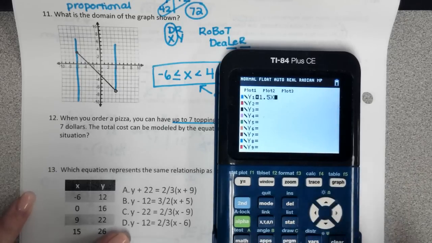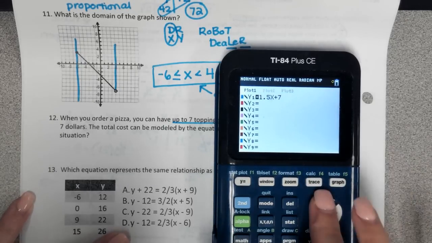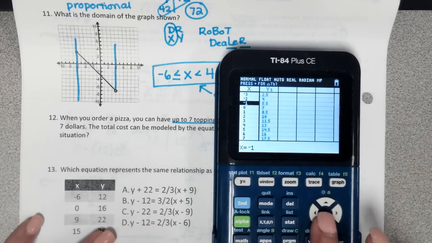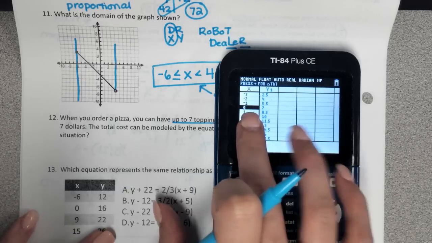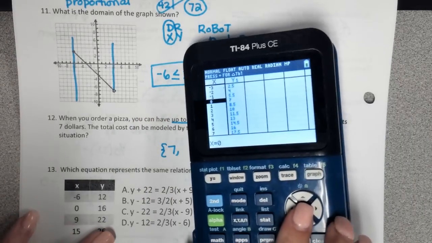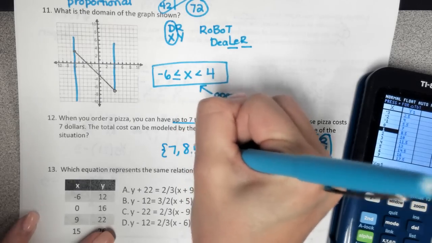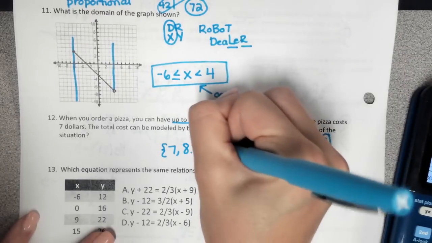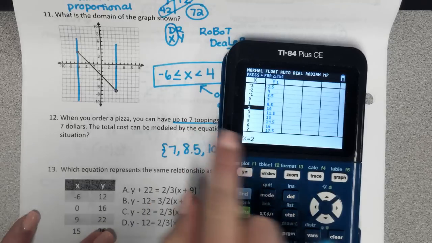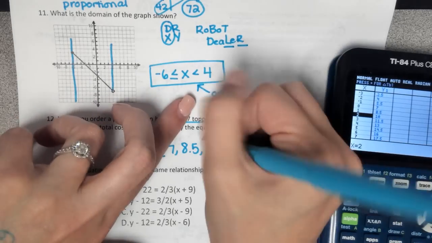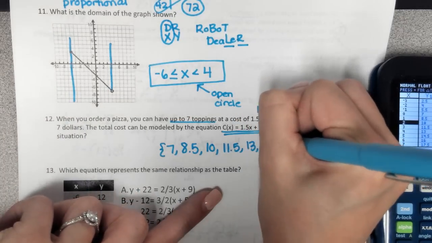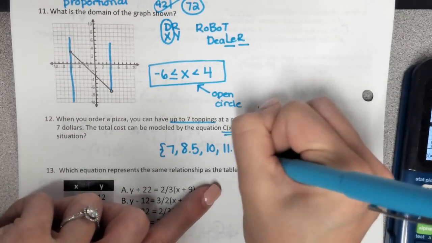So 1.5x plus 7. And I'm going to go to my table. What's the least amount of toppings that you can have? Can you have negative toppings? No. Okay, so the least number you can have is 0. And it's asking for those y values. So you can have 7. You can have 8.5. You can have 10. And what x value am I going to go up to? Up to 7 toppings. So I'm going to do each of these y values, 11.5, 13, 14.5, 16, and 17.5.